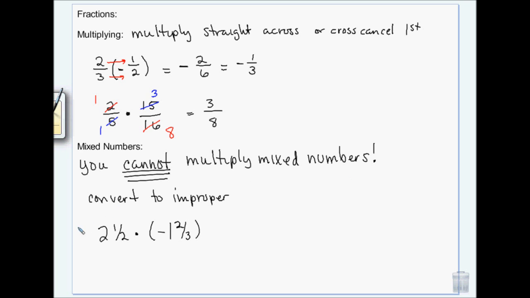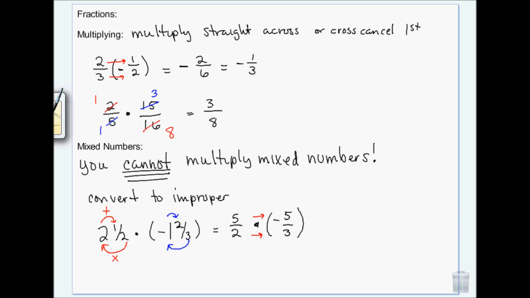Okay, to convert them, I'm going to multiply these, and then I'm going to add that to it. So I do 2 times 2 is 4, plus 1 is 5. So this becomes 5 halves. 3 times 1 is 3, plus 2 is 5. Now the sign doesn't change, right? So it becomes negative 5/3. Then I can multiply it.